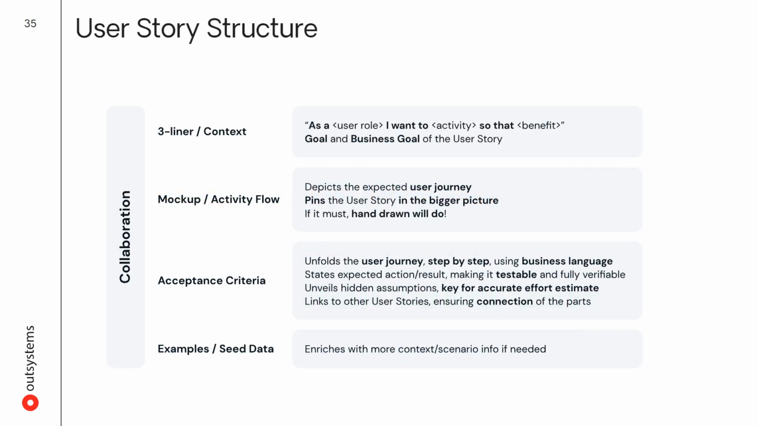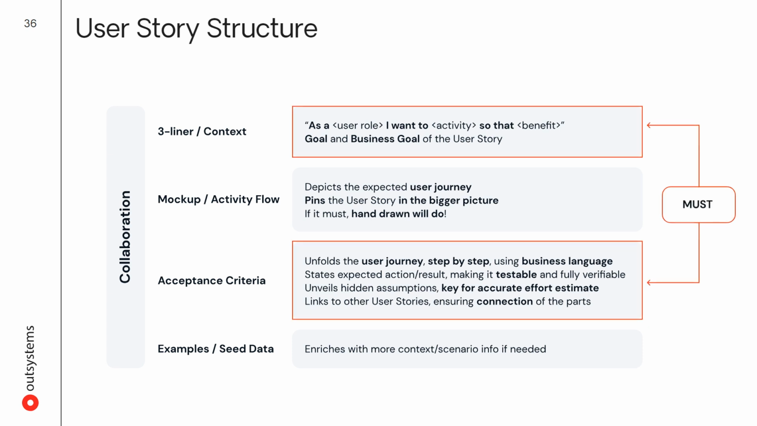At last, we have the epics and user stories. User stories and their structure are what is most important to any agile framework. The same is true for the OutSystems project delivery methodology. If we have to say what are absolute musts in each user story, that would be the three-liner context and the acceptance criteria. The context frames the problem that we are trying to tackle, or the solution that we are trying to deliver for a specific user need.